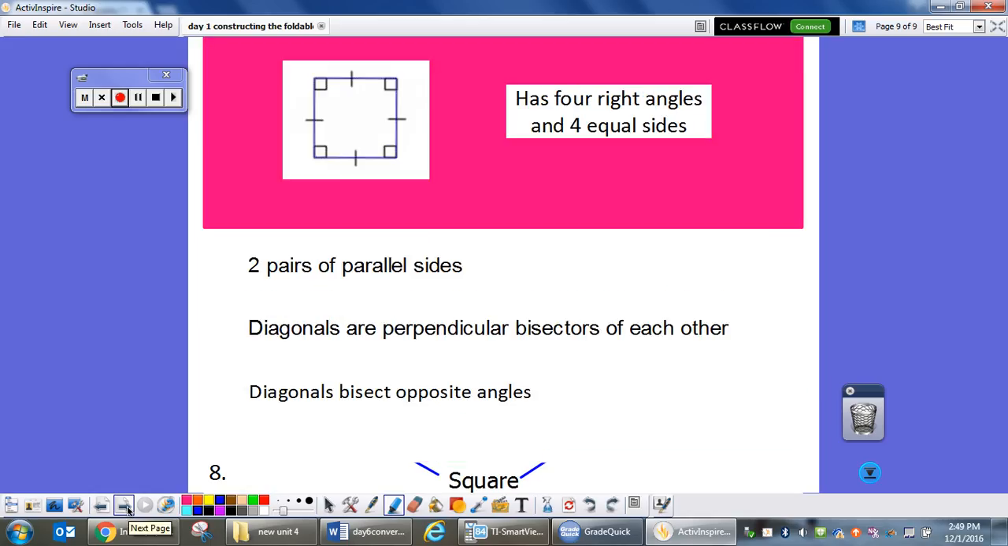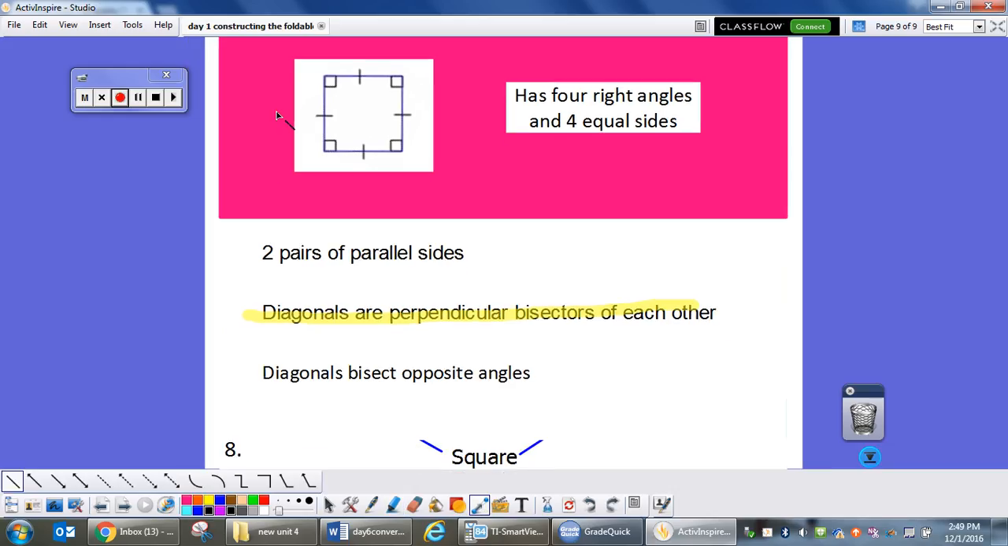The square is the most specific because it has to have 4 right angles and it has to have 4 equal sides. Because of that, it has parallel sides. Again, your diagonals are perpendicular bisectors. That's going to be important when we start working with quadrilaterals. So if you want to draw those in, those diagonals are also bisecting the end angles, so each end angle becomes 45 because that's half of 90. Okay?